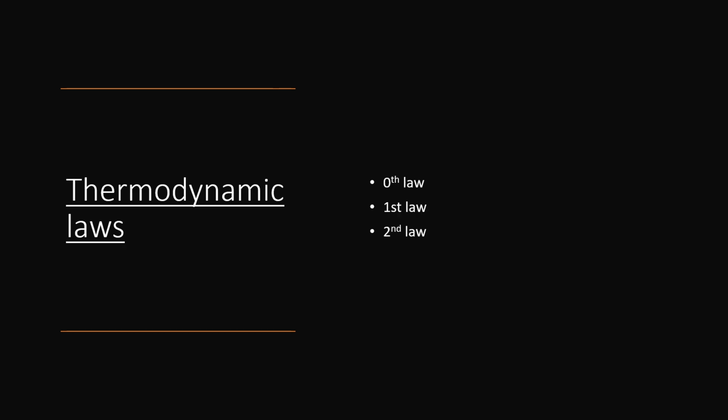Then come the laws of thermodynamics. There are three laws of thermodynamics, that is zeroth law, first law, and second law. The zeroth law deals with the thermal equilibrium among systems in physical contact. The first law states that energy can neither be created nor destroyed, but it can be transformed from one form to another. The equation for this law is delta E, the change in the internal energy, equals Q minus W, where Q is the heat supplied to the system and W is the work done by the system.